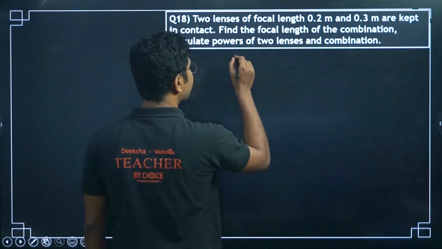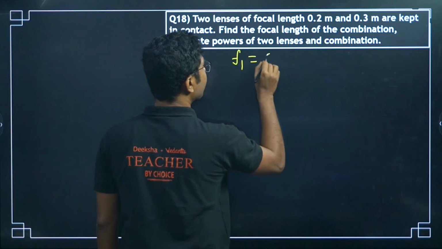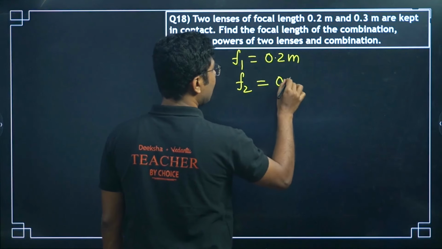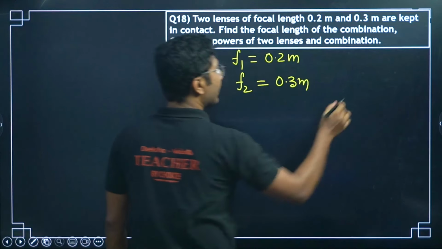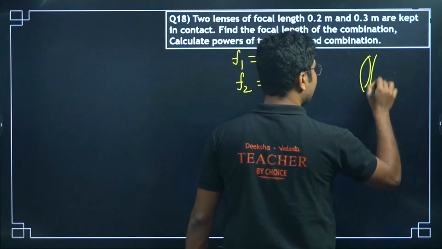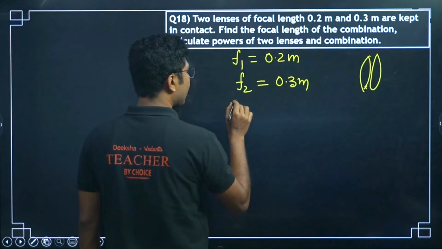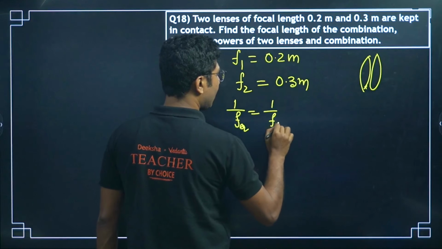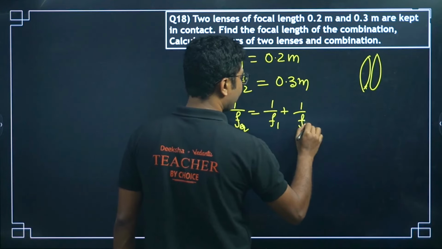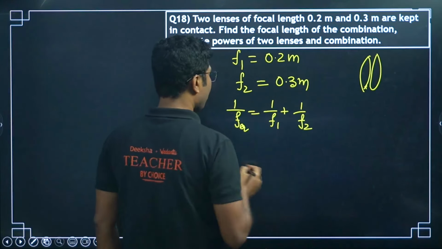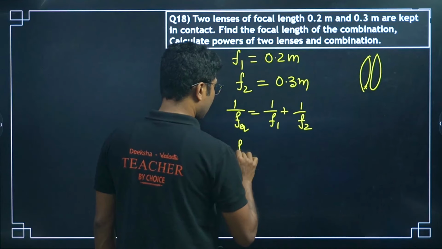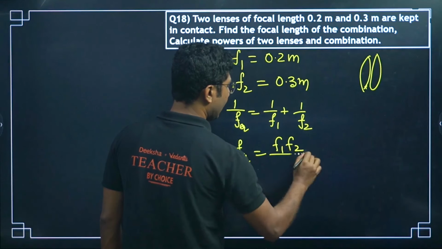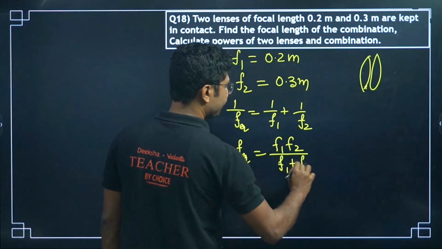Here we have two lenses, focal length f1 equals 0.2 meter. If you see, both the focal lengths are given in meter. Now, when two thin lenses are in contact, the equivalent focal length can be calculated as 1 by F equivalent equals 1 by F1 plus 1 by F2, like parallel combination of resistors, or series combination of capacitors. So, F equivalent will be F1 F2 by F1 plus F2.